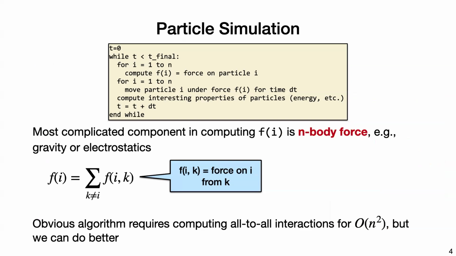This is the general workflow for a particle simulation. You have some time t, and you're just doing time steps. While your time is less than some final time that you're going to run your simulation for, for every particle, let's say you have n particles, for i = 1 to n, you compute the force on particle i through some equation. And then after you've computed all the forces, you say, okay, how does this affect my position in the next step?